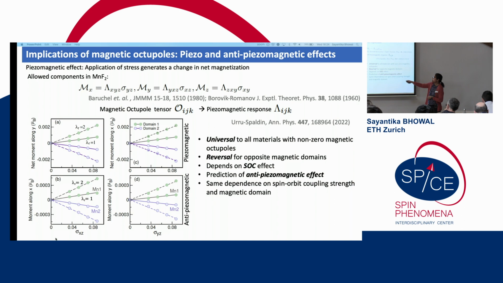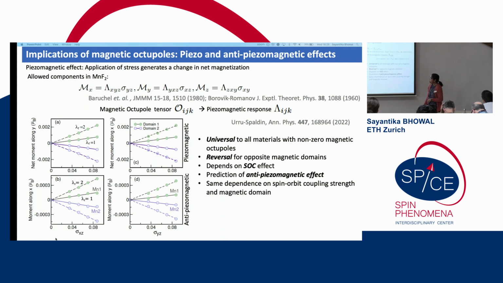So the piezomagnetic effect describes a change in the net magnetization due to an application of stress. And in MnF2, since there is no net magnetization prior to the application of stress, the application of stress in this case actually generates a net magnetization. And the symmetry allowed components of the piezomagnetic response in MnF2 are given here. So for example, if we apply stress along the YZ direction, it generates a net magnetization along the X direction, and so on.